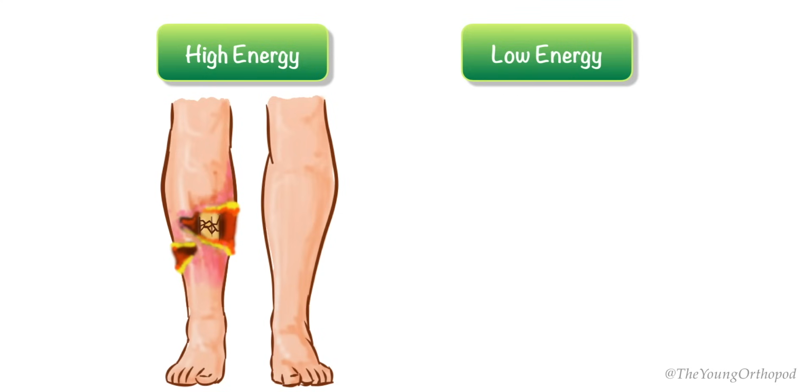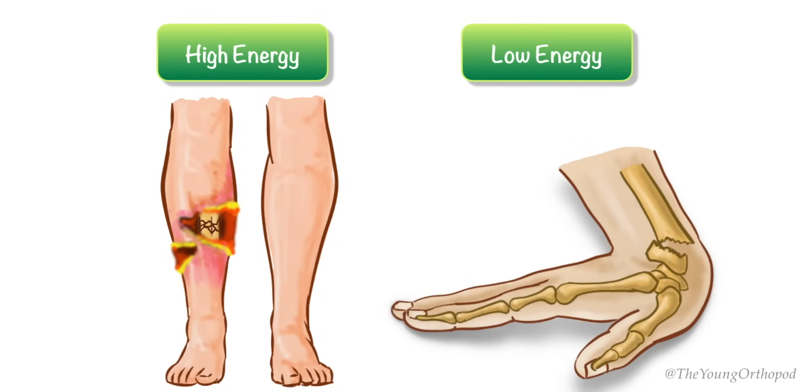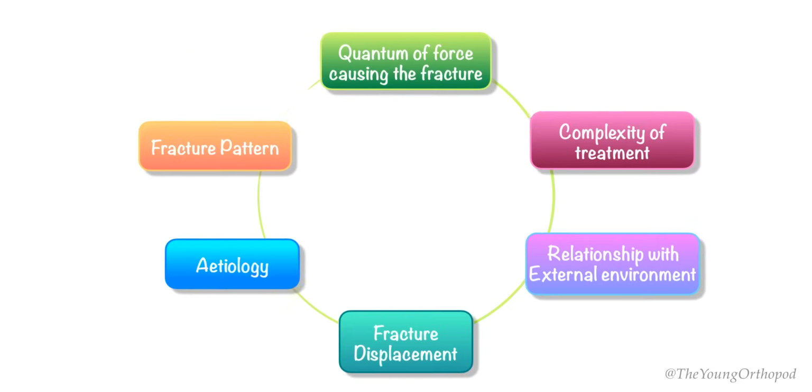The low velocity injuries are caused by mild trauma force as in a fall. There is little associated soft tissue injury. So this was all about types of fracture and their mechanisms.